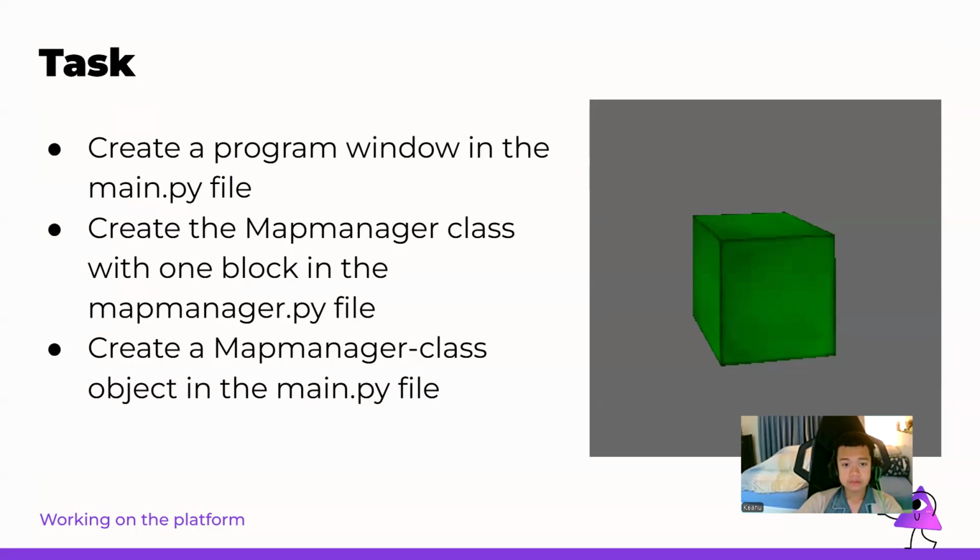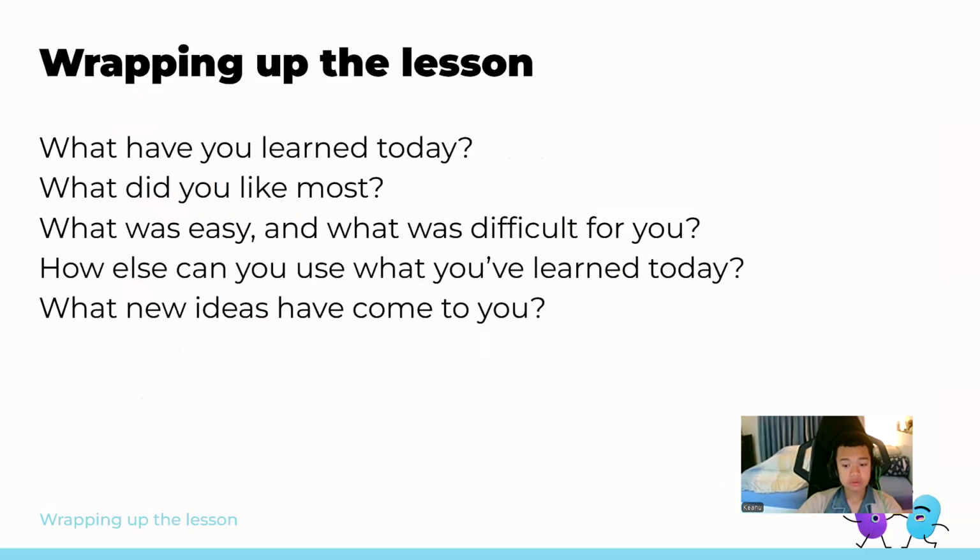So you need to create a program window in the main.py file. You also need to create the map manager class with one block in the map_manager.py file, and also create the map manager class object in the main.py file. Basically, the file itself is already inside the Colab. You can just check on the Colab. I've inserted it there, and if you have any questions, just feel free to ask me.